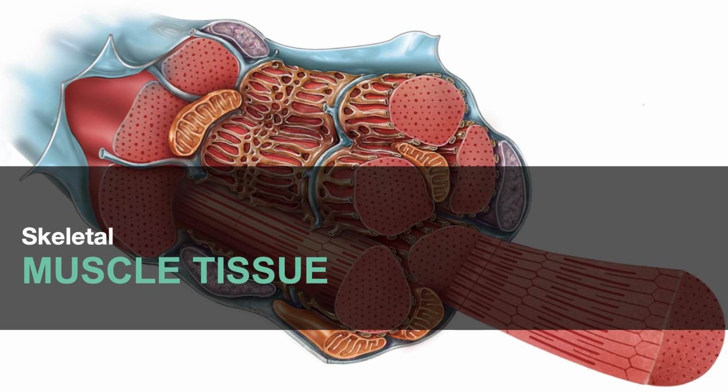We briefly differentiated between the different types of muscle last class: cardiac muscle, smooth muscle, skeletal muscle. And for all intents and purposes, skeletal muscle is what we are focusing on in the rest of this section. That's the muscle of choice. That's the muscle that I mean when I say muscle in general.